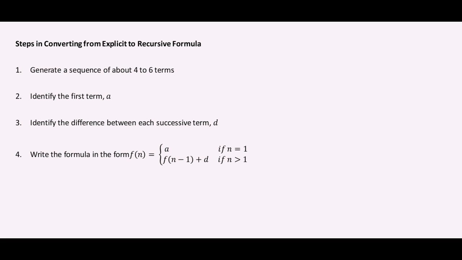Now let's look at going from explicit to recursive. There are going to be some similar steps. We will generate a sequence of 4 to 6 terms. Just use your discretion there. If you feel using 3 will be enough for you to establish your sequence, that's also fine. And then you want to identify a first term. You want to identify the difference, and then you want to write your formula in this format, the recursive format. Let's try a few examples here.